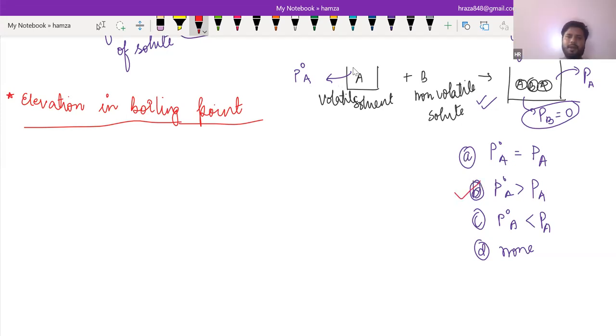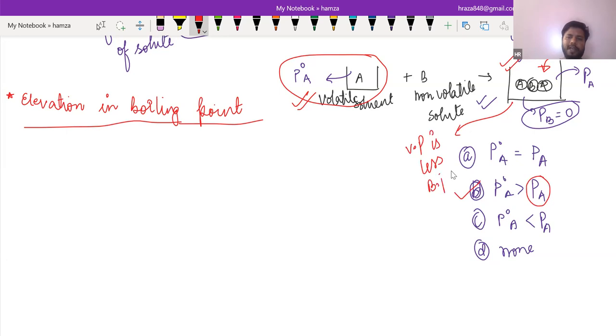B, yes. The pure vapor pressure of A will be greater than the partial pressure of A, or the vapor pressure of A in this solution container. So can I ask a question? If PA is lesser than this much, that means here the vapor pressure is less, that means boiling point is higher, yes or no?